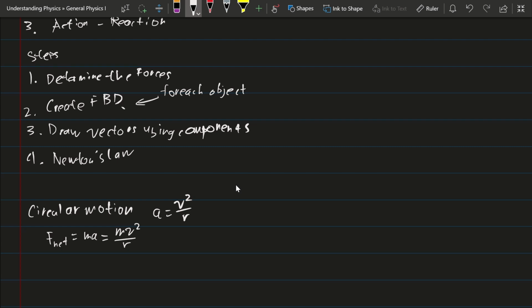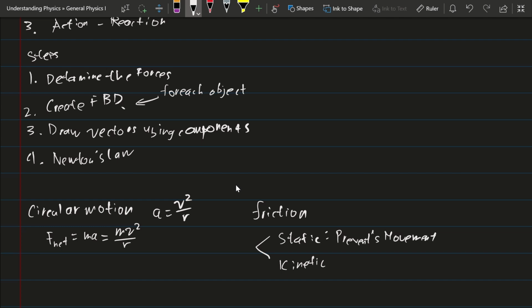You could figure out what the force is, and thus you would know its velocity as well as its radius of curvature. Another thing I want to talk about is friction. Last time we didn't discuss a lot about friction, so now I want to introduce the concept of friction. There are two kinds of friction: one of them is static, the other one is kinetic. Static friction is the one that prevents movement.